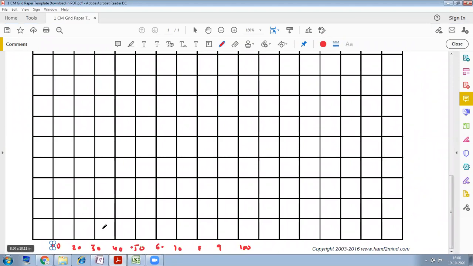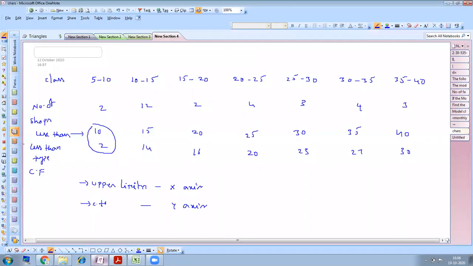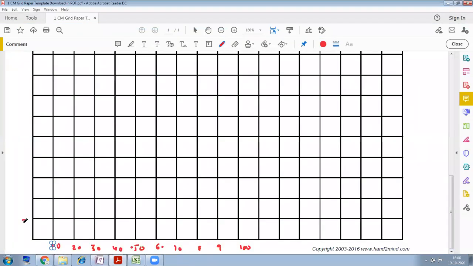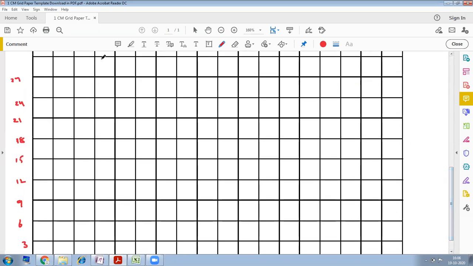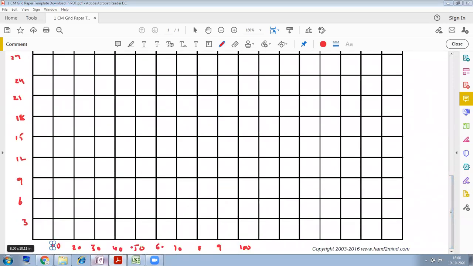Here I'm taking the scale on the y-axis; the maximum number is 30. So I'm taking 3, 6, 9, 12, 15, 18, 21, 24, 27 and 30. Whatever scale you want, you can take. Multiples of 2 is also okay. Multiples of 5 is also fine. So what is the first coordinate? 10, 2. So 2 is somewhere here.